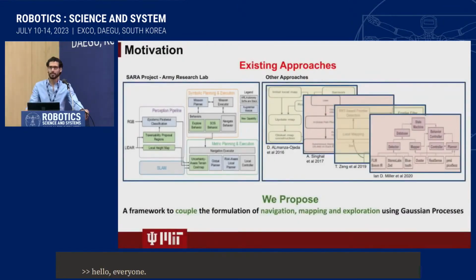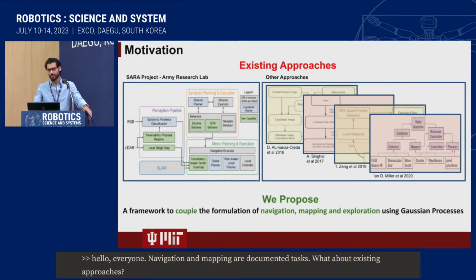So navigation, mapping, and exploration are interconnected tasks. However, most of the existing approaches, such as the SARA project from the Army Research Lab and other designs, implement them as separate modules, which results in inefficient and sometimes brittle behaviors. So we propose a framework to unify the formulation of navigation, mapping, and exploration using Gaussian processes.